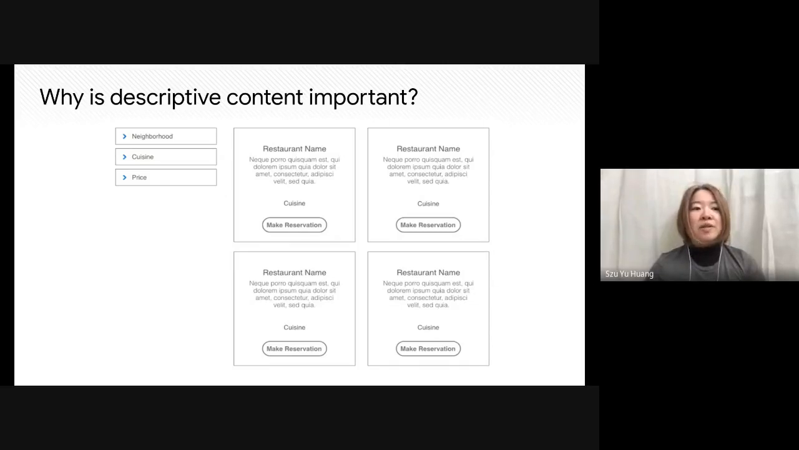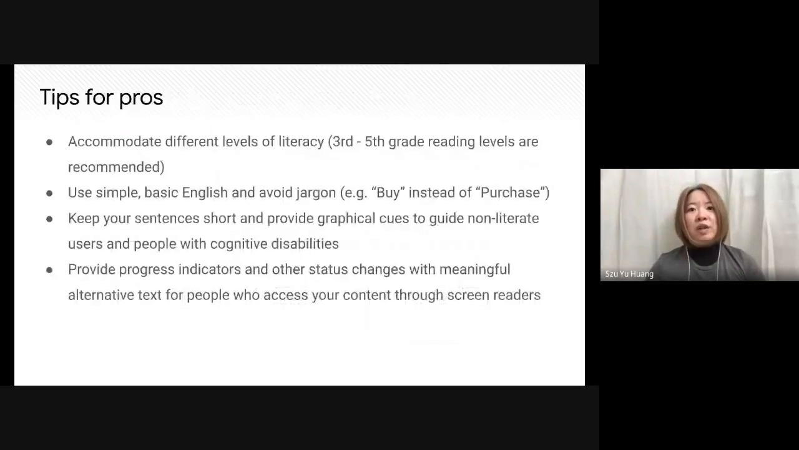Next, we are going to talk about some tips for pros. If you feel like you have resolved all the issues stated previously in the low-hanging fruit area, then you should move to more advanced considerations, such as accommodating different levels of literacy. So when writing your copy or content, always aim for a 3rd to 5th grade reading level, because it's easier for people who don't speak English as their first language, or who are not very familiar with the language for some reason.